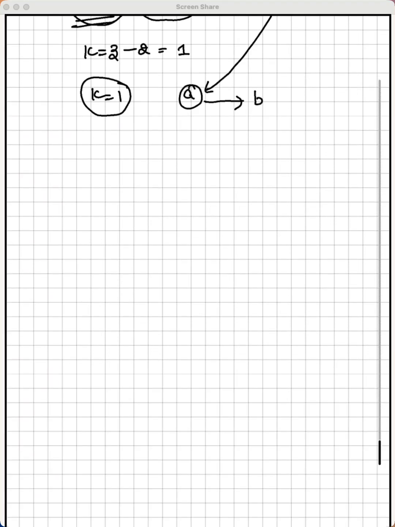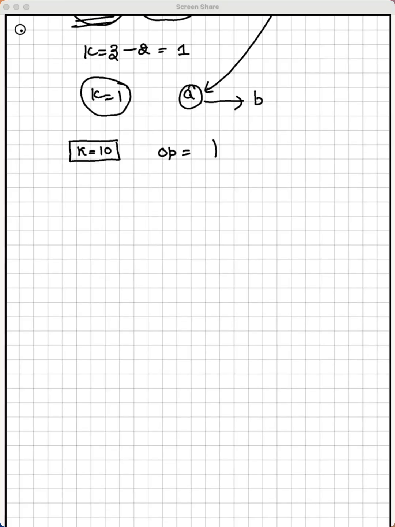Let's look at another example, and let's look at an example that is given in the problem itself. Okay, so the problem has this example. K is equal to 10. Operation is equal to 0, 1, 0, 1.